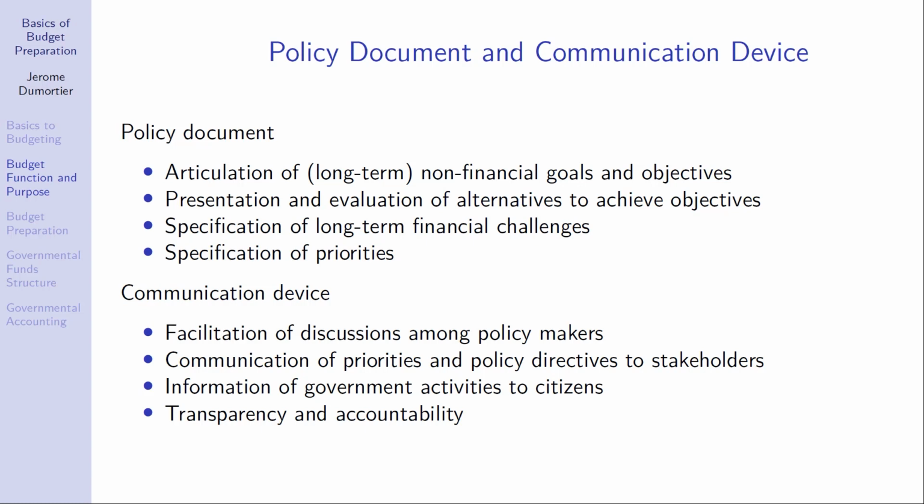And lastly, a budget is also a communication device to the public and to stakeholders. Because remember, as a public agency, you are spending taxpayer money and you are also providing services to taxpayers. And hence, the budget as a communication device communicates the priorities and the policy directive to stakeholders, but it also informs citizens of the government activities, which increases the transparency and also the accountability.